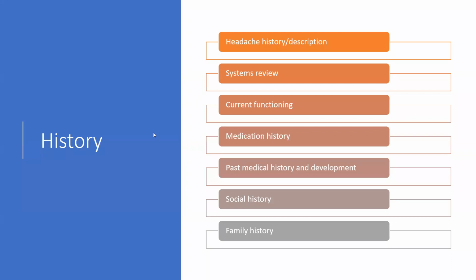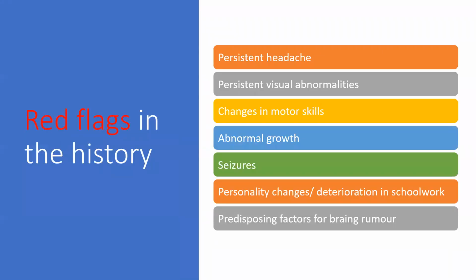Okay, so we are going to the medical exam history. Oh yes, these are the red flags in the history. Red flags in the history: persistent headache associated with persistent visual abnormality, changes in motor skills, clumsiness, weakness, swallowing difficulty, which is very rare, abnormal growth, seizures, personality changes or deterioration in schoolwork, and then predisposing factors for brain tumor.